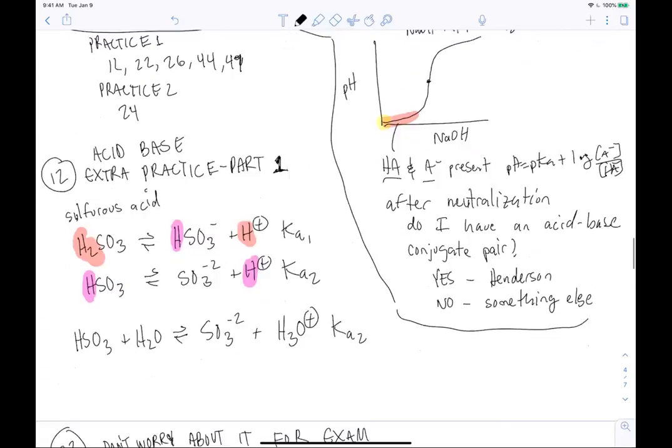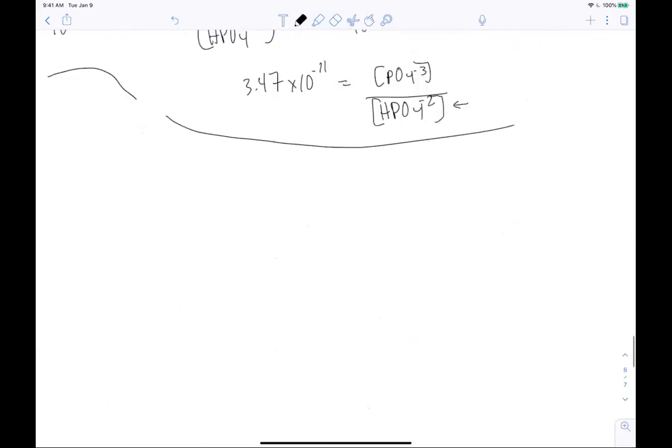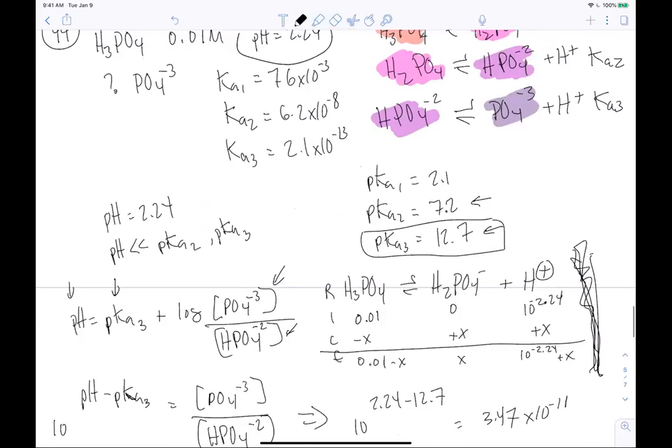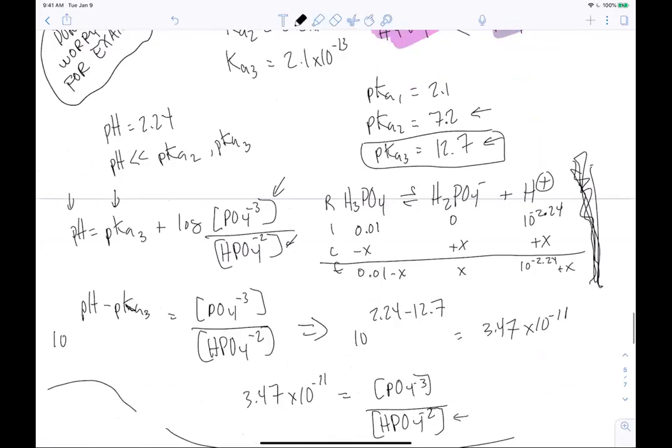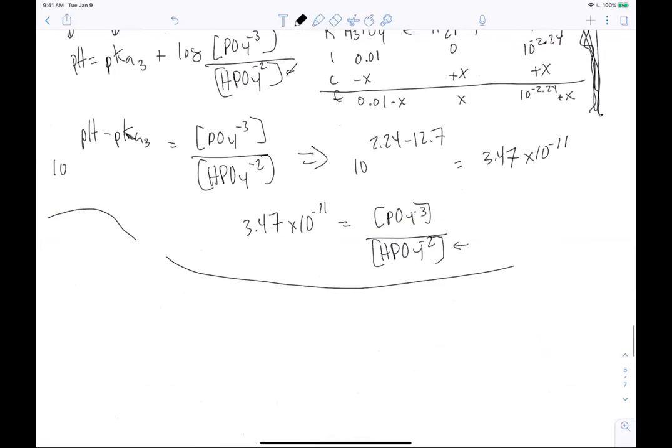All right, 44 and then 49. So 44, let's not worry about this one for the exam. I keep getting drawn back into it. All right, no, don't think about it. All right, so 49.